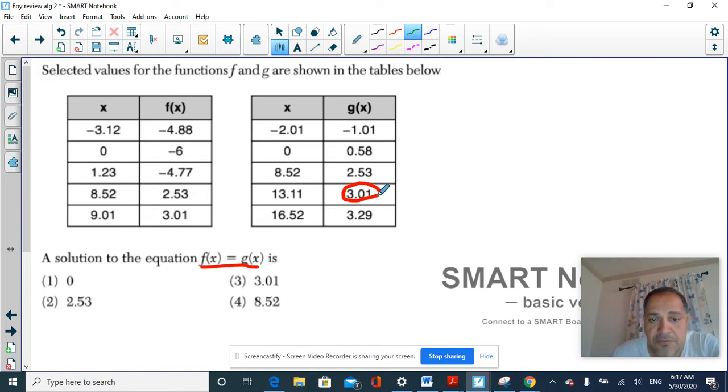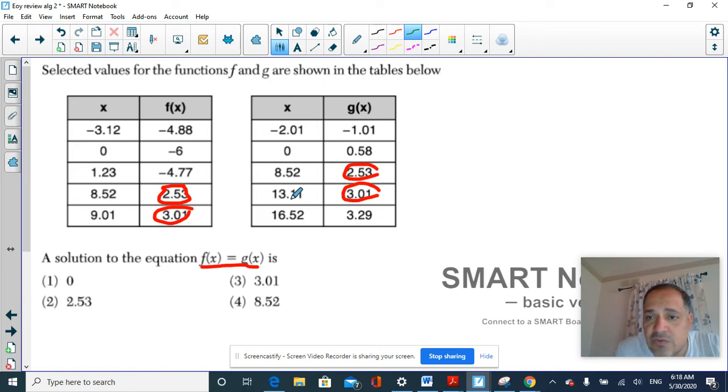Yes, 3.01. Both are equal. What else? Do we have something else? Yes, 2.53. So if you look at 3.01, the value of f is 3.11 and g is 9.01, it's not the same. So this point is not a point of intersection.